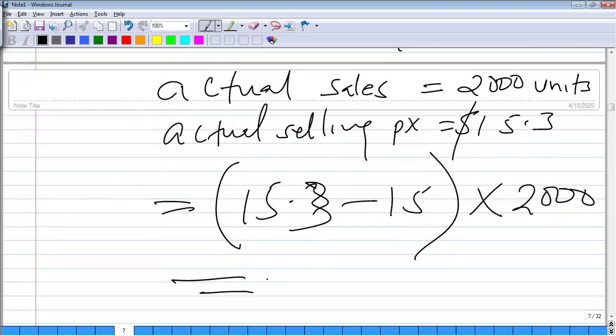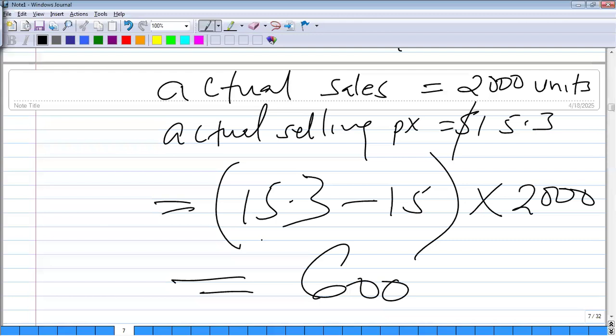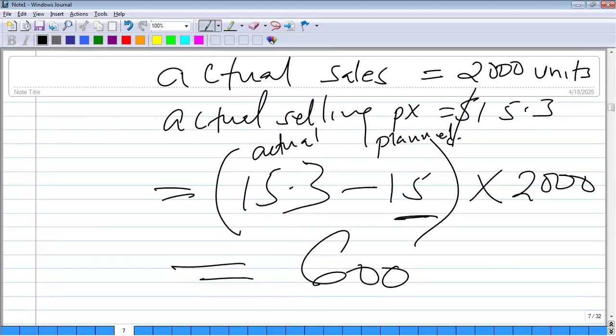What do we get? 600. Favorable, adverse? Favorable. And the favorable part, you don't get it because it's a negative or because it's a positive. You only get it by understanding the values of input, okay? Because actual selling price was greater than planned selling price, that means it's a good decision. So you managed to sell at a price higher than what you planned. So the 600 is favorable.